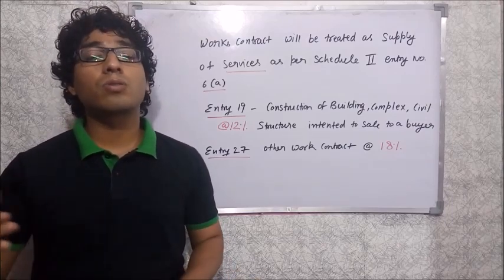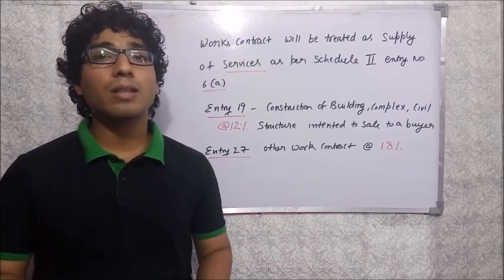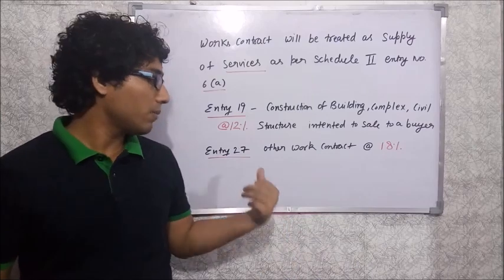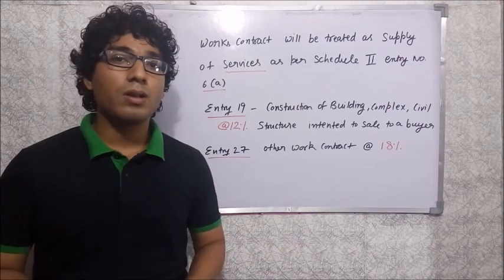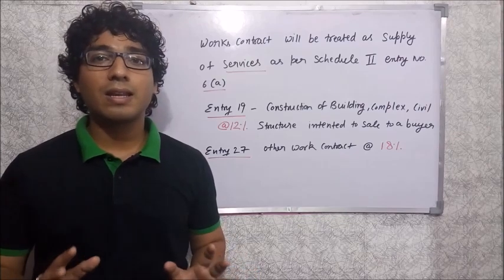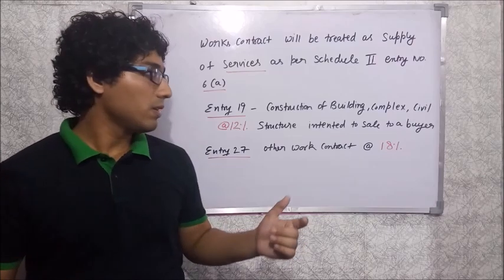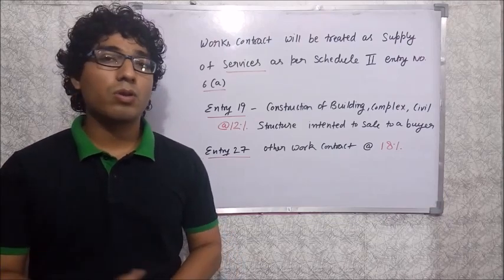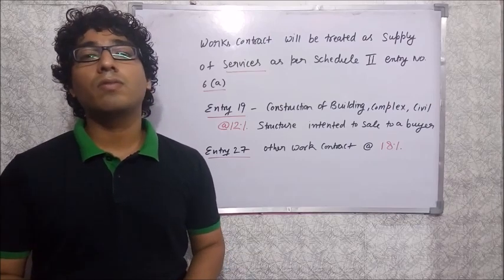In the case of other works contracts, like the construction, erection or commissioning of a power plant, thermal power plant or other kind of immovable property, the rate of tax will be 18% under entry number 27 of the rate of tax prescribed by the GST Council in respect of services. So that is the taxability: a works contract is treated as a supply of services, and the rate of tax is 12% where there is construction of a building, civil structure or complex intended to be sold, whether wholly or partly. In other works contract services, the rate is 18% with full input tax credit.